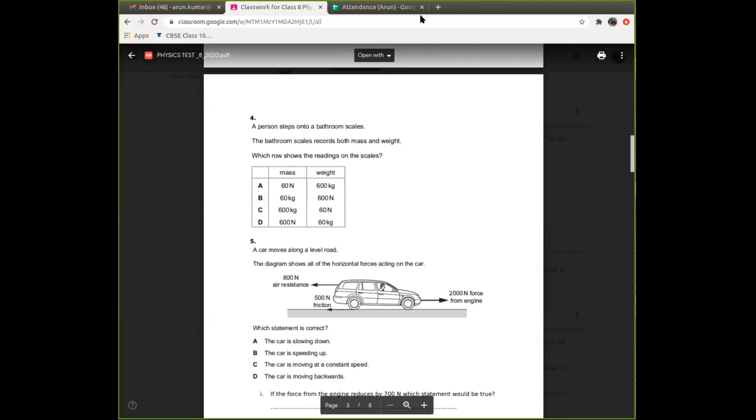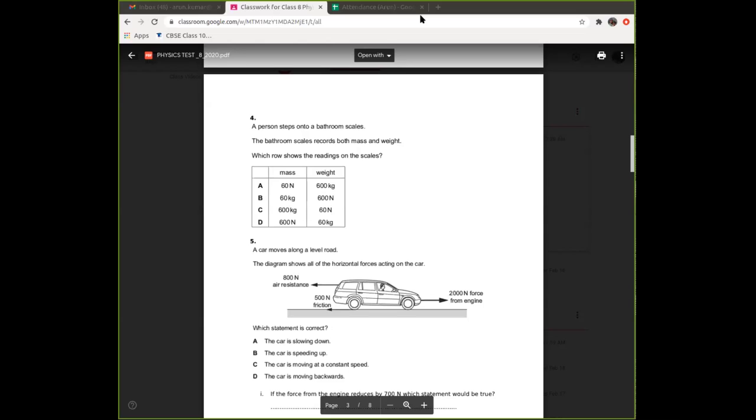Let's look at this question. I don't know if this will fall under that category, but let's say it does. A person steps onto bathroom scales. The bathroom scales, by the way, means a weighing machine. Weighing scale. Sometimes the English may be a little bit like that. The bathroom scale records both mass and weight. Which row shows the readings on the scale? So there are 4 options given. Mass is written as 60 newtons and weight is 600 kilograms. 60 kilograms, 600 newtons. 600 kilograms, 60 newtons. 600 newtons, 60 kilograms. Okay.